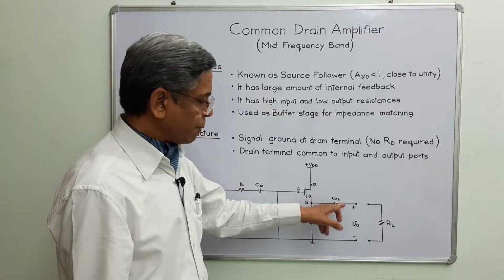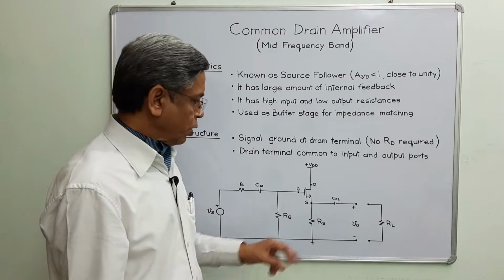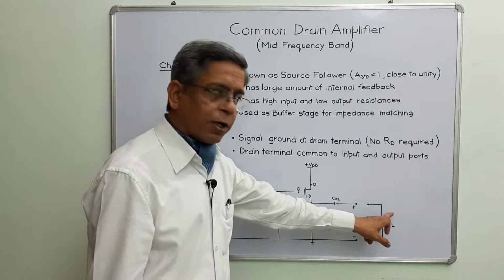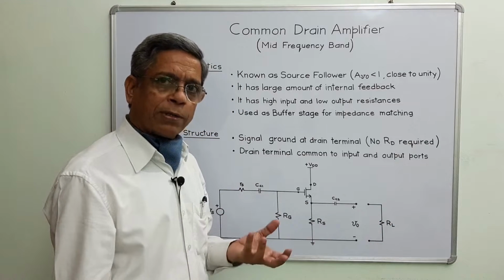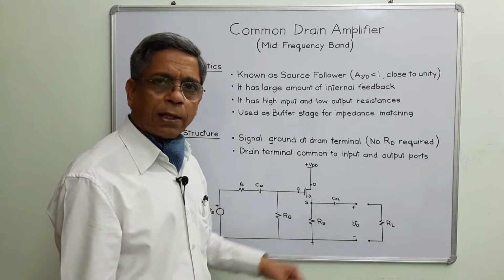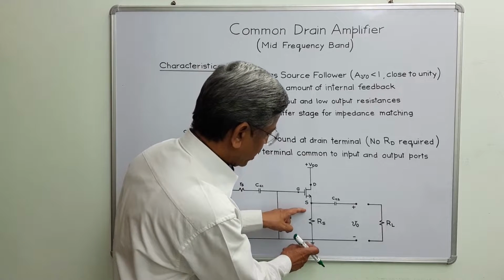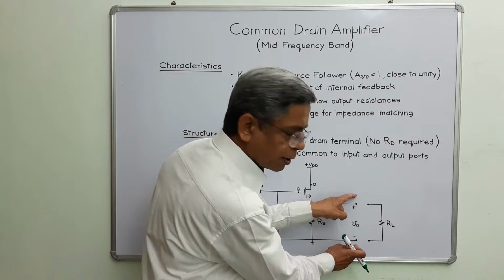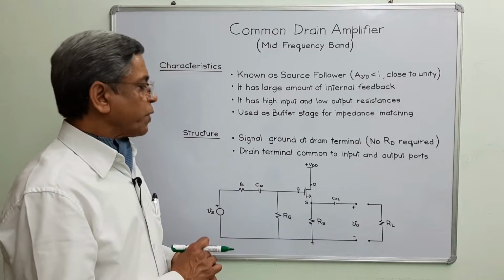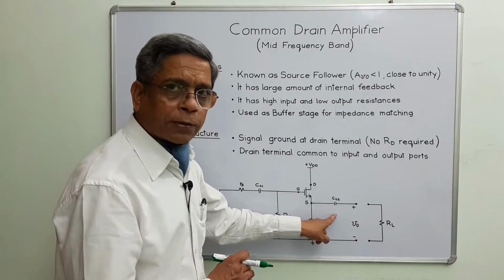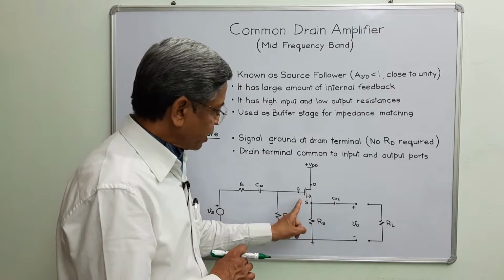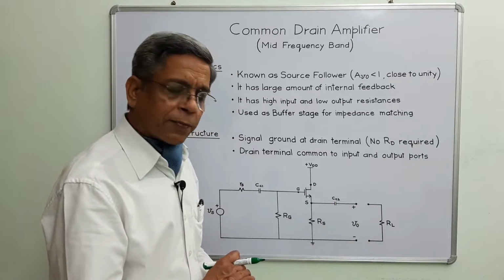And this coupling capacitor is used to connect the output to the load resistor. At mid frequencies, this will act as a short circuit. In that condition, this output voltage will be equal to the output voltage across the load. This also blocks the DC component coming from the device to the load resistance.